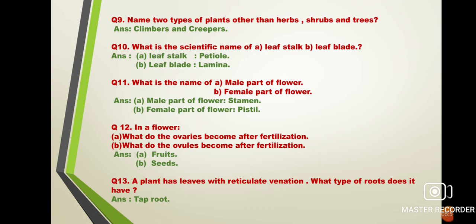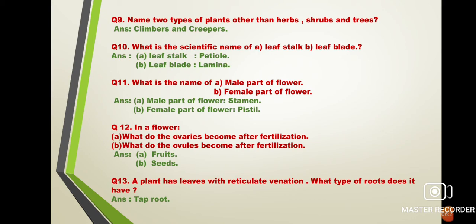Next, question number 13. A plant has leaves with reticulate venation. What type of root does it have? Now, there are two types of venation. Venation means the structure and arrangement of veins in the leaf. One is a parallel venation and another one is a reticulate venation. Parallel venation means where the veins are arranged parallel to each other. All right, and reticulate venation means what? Reticulate venation means where the veins are arranged like a net, a network-like thing. All right, so that is called reticulate venation.